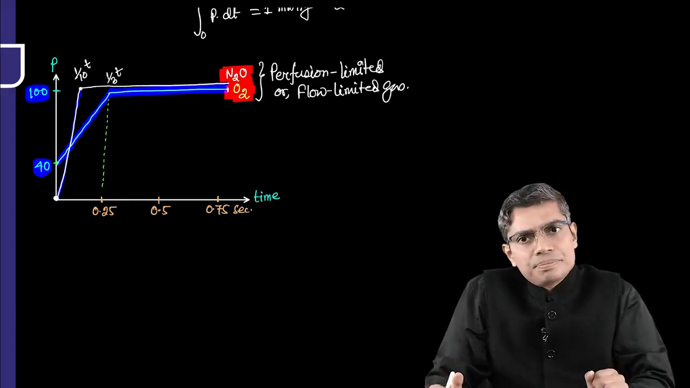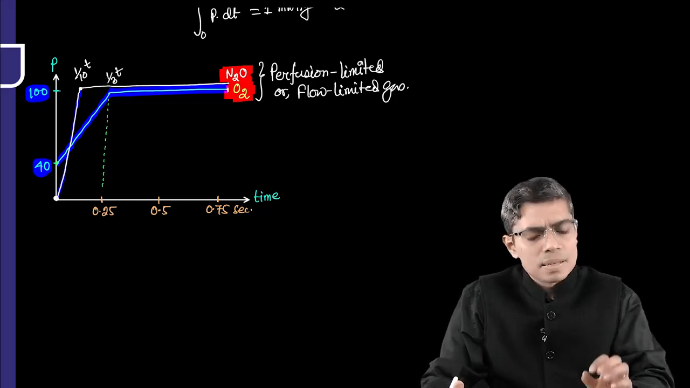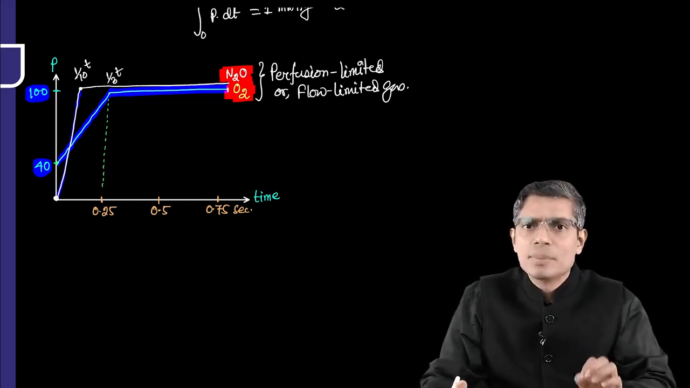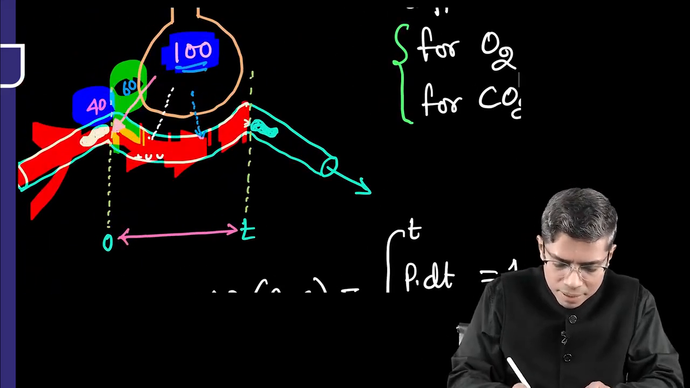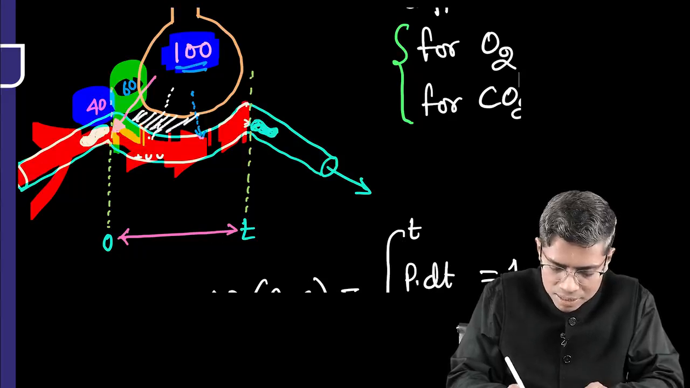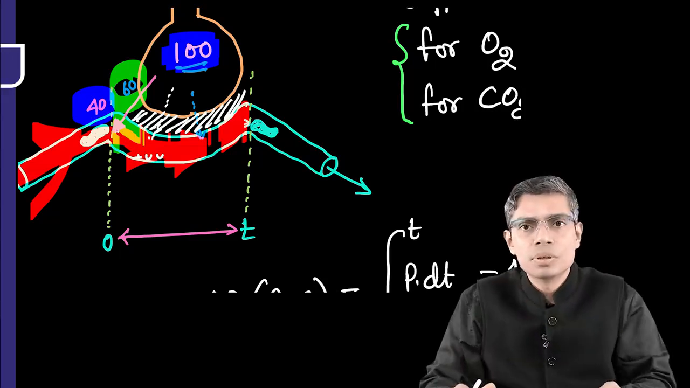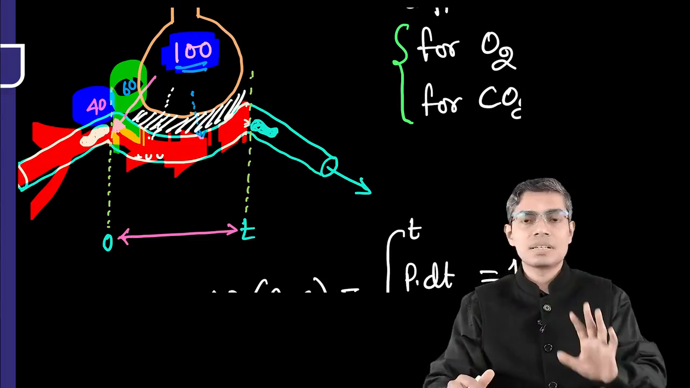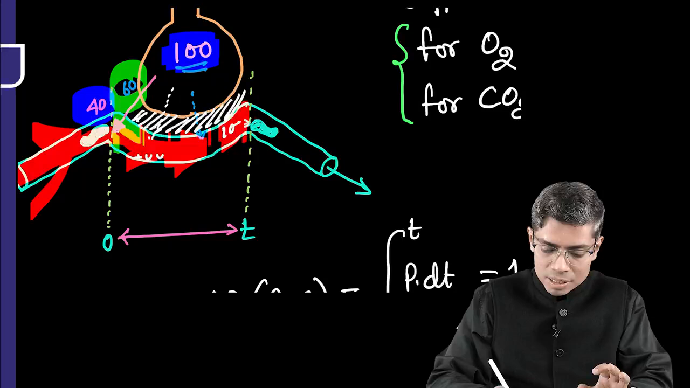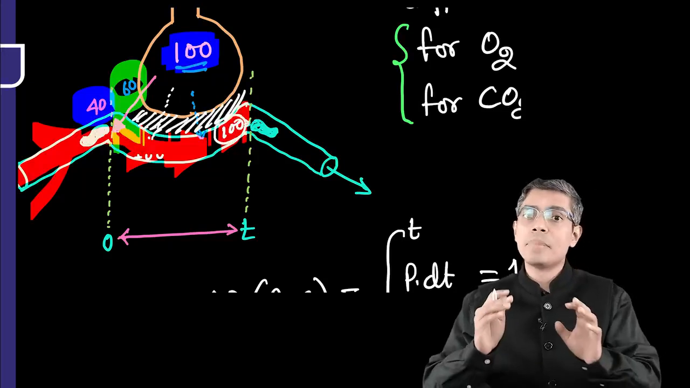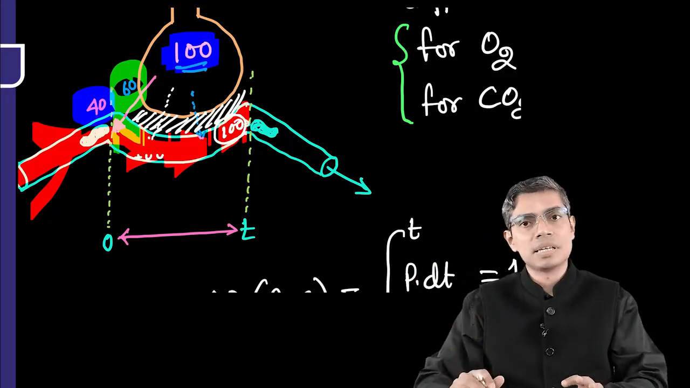But think of a condition. Suppose one person is suffering from hypoxia. Suppose one person is suffering from lung fibrosis. In that case, what will happen? Because there is fibrous tissue at the level of the respiratory membrane, the diffusion distance will be more. If the diffusion distance is more, then the equilibrium of the oxygen partial pressure may not be reached even at the end of the pulmonary capillary.